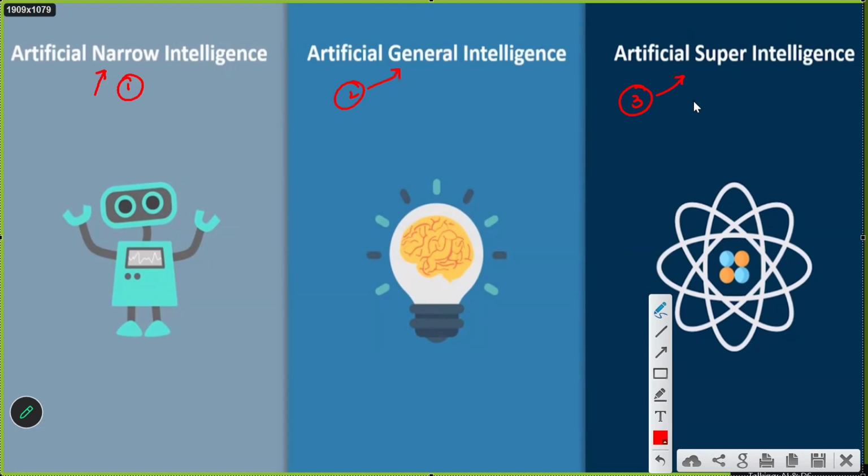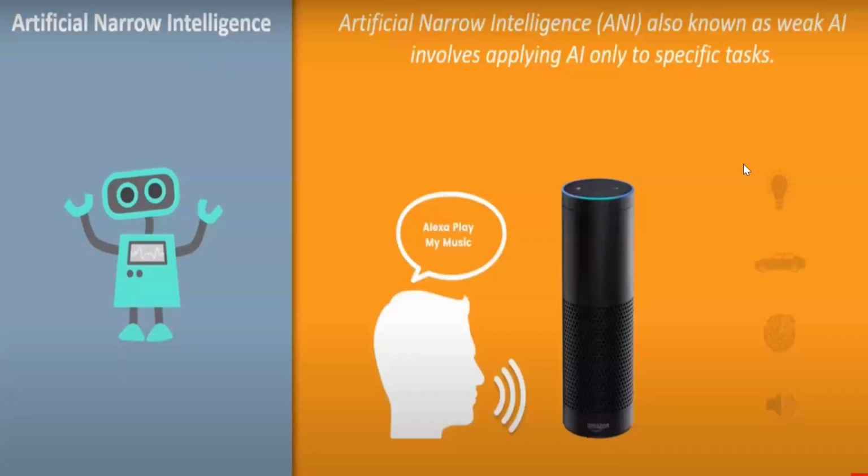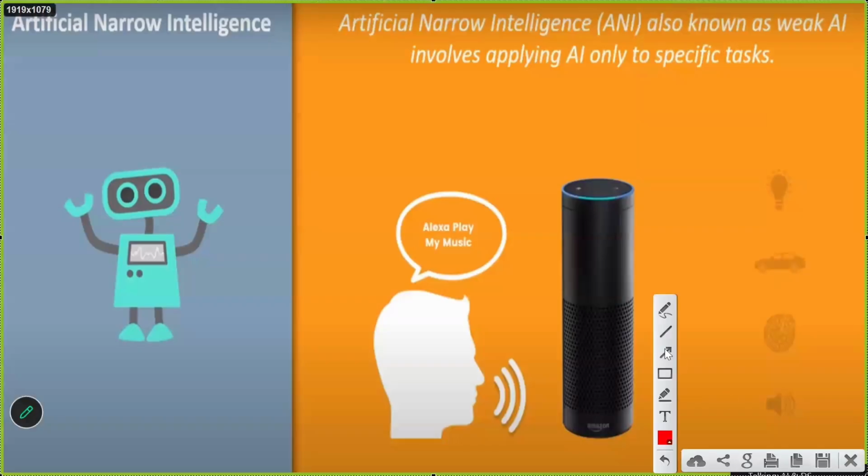So now let us see what is the difference between each and everything. What is the phase of artificial narrow intelligence? What is the phase of artificial general intelligence? And what is the phase of artificial super intelligence? So if you see the definition of artificial narrow intelligence, what is artificial narrow intelligence?